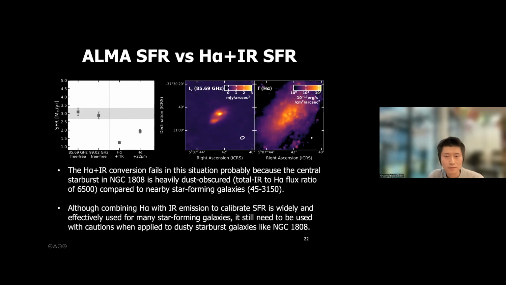We can also see the H-alpha line emission image, which shows a more extended disk that includes more sources of comparable brightness compared to the nucleus. Although combining H-alpha with infrared emission to calibrate star formation rate is widely used for many star-forming galaxies, it still needs to be used with caution when applied to dusty starburst galaxies like NGC, which could be more usual in the high-redshift universe.